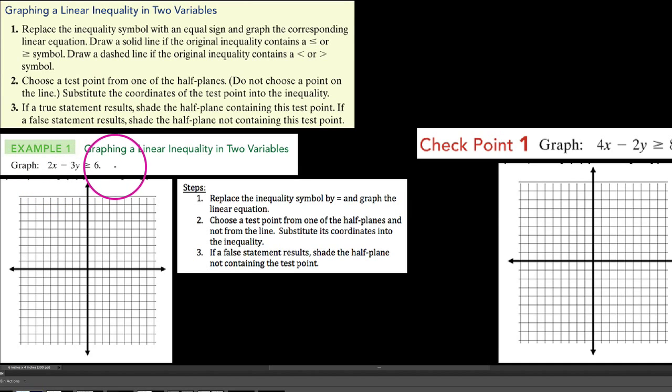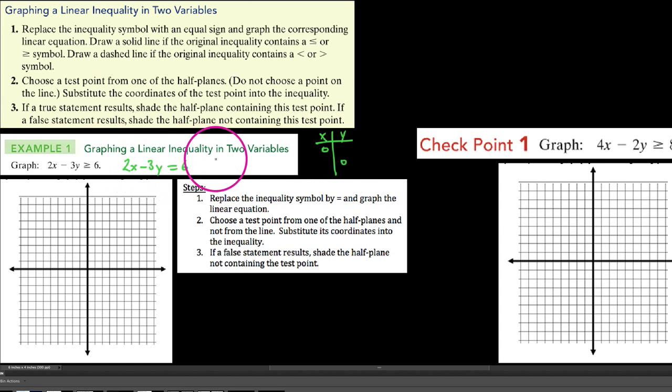But looking at this first graph here, it says 2x minus 3y is greater than or equal to 6. The first thing we're going to do is replace that greater than or equal to with just an equals, and we're going to graph this right here. Notice that this is in standard form, and because it's in standard form, we're going to graph it by finding its intercepts.